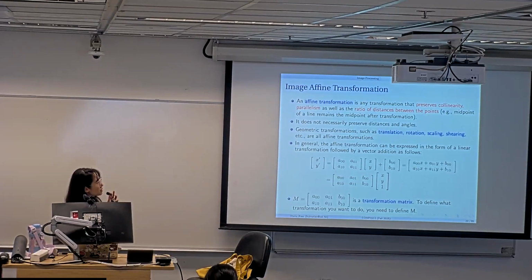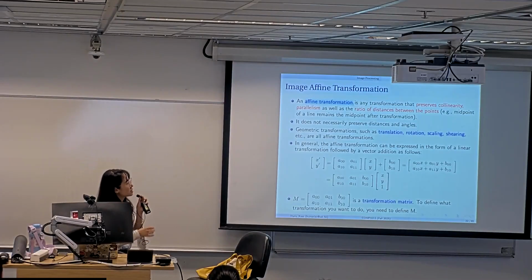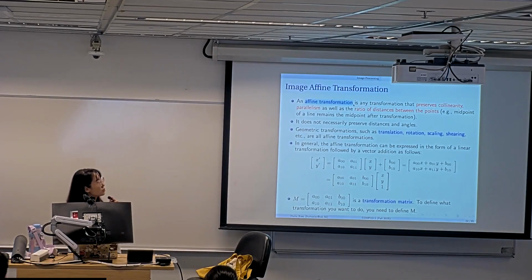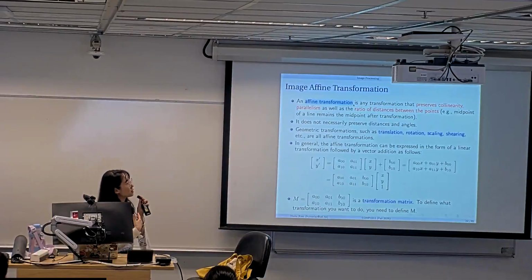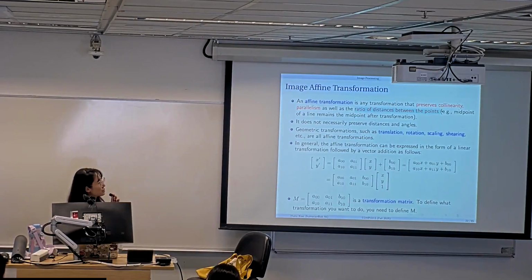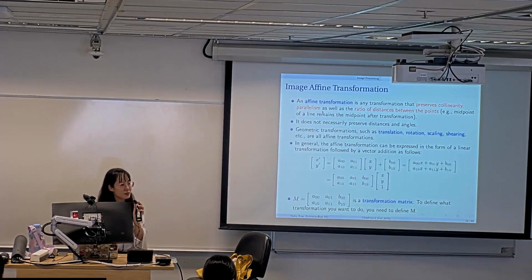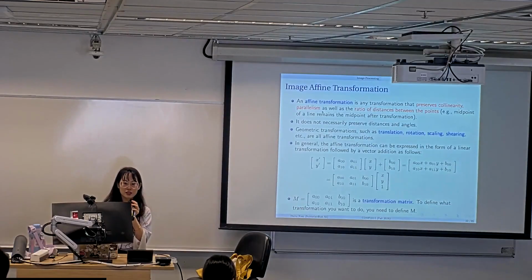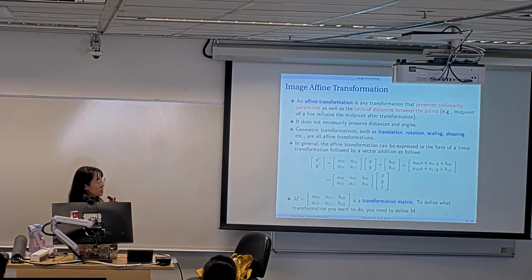So if we're talking about affine transformation, then basically we mean the transformation that preserves the collinearity, the parallelism, as well as the ratio of distances between the points. Note that it does not need to maintain the distance between points, but it must maintain the ratio of distances between the points. So for example, after an affine transformation, the midpoint of a line should remain the midpoint after the transformation. You must keep the ratio, but the distance does not need to be kept. So it's okay to scale it, but the ratio must be kept. This is a concept in mathematics, in geometry.